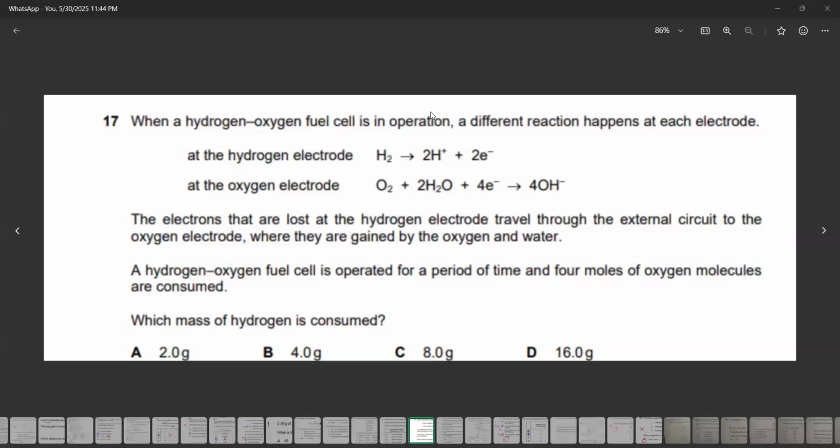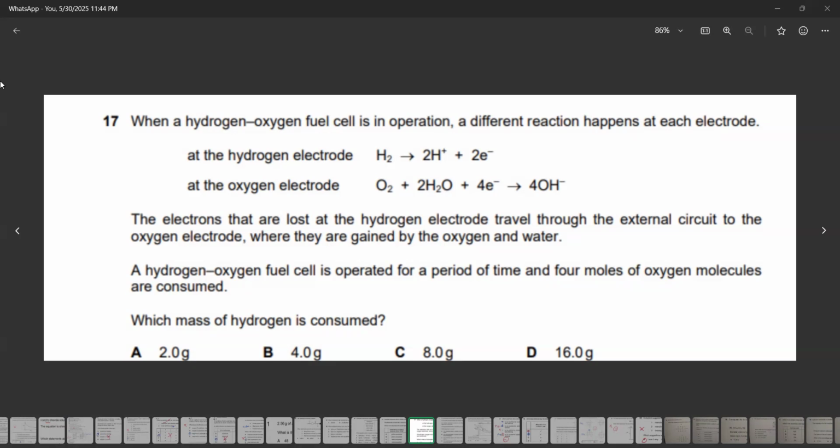When a hydrogen oxygen fuel cell is in operation, different reactions happen. The electrons that are lost at hydrogen travel through the external circuit and are gained by the oxygen, forming water. A hydrogen oxygen fuel cell is operated over a time. 4 moles of oxygen are consumed. What mass of hydrogen is produced?